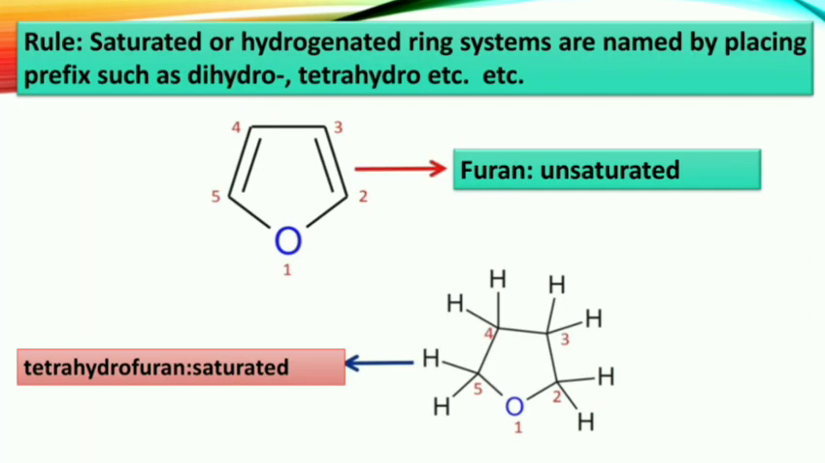Then we'll see the various rules for the nomenclature of heterocyclic compounds. We'll see the first rule. When the compound has a saturated or hydrogenated ring system, it is named by placing a prefix such as dihydro or tetrahydro. We have the example of furan, but this is the unsaturated structure, and the rule is saying that for saturated compounds or hydrogenated ring structures, meaning we don't have the double bond in the structure, for that ring structure we have to use dihydro and tetrahydro as prefixes.